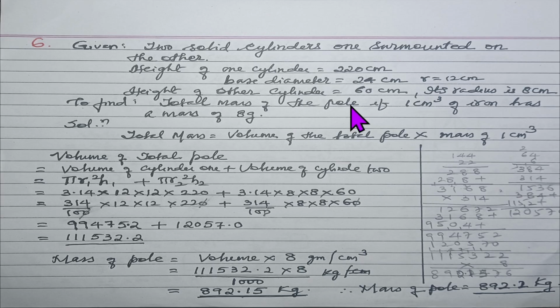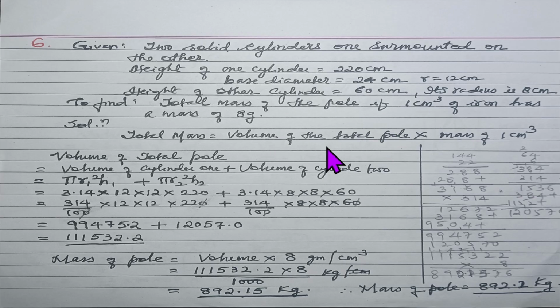Now we have to find the total mass of the pole, including the bottom cylinder and the top cylinder. So we have to find the mass of that. The volume is given as 1 centimeter cube is 8 grams. So that is what is given to us. That is very clear. 1 centimeter cube of iron has a mass of 8 grams. Now we have to find the total mass. The total mass is very simple, and the formula is we have to find the volume of the total pole.